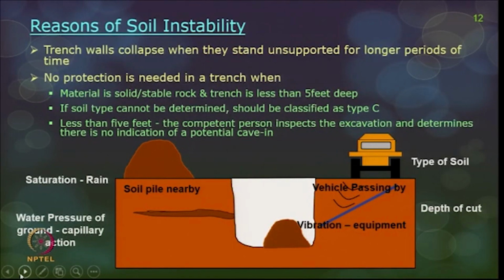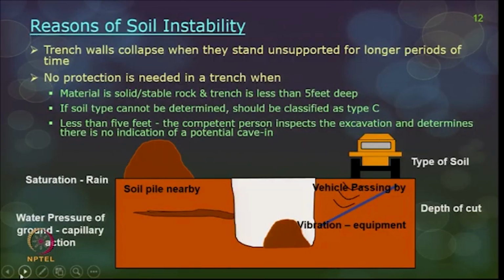Now, what can be the reasons for soil instability? One reason, as I said, is that you are disturbing a mass in which all the forces are intact, and some forces get disturbed because you are just cutting the earth and taking it away. That is one scientific reason, but there are other man-made reasons which can make the soil unstable and start collapsing.